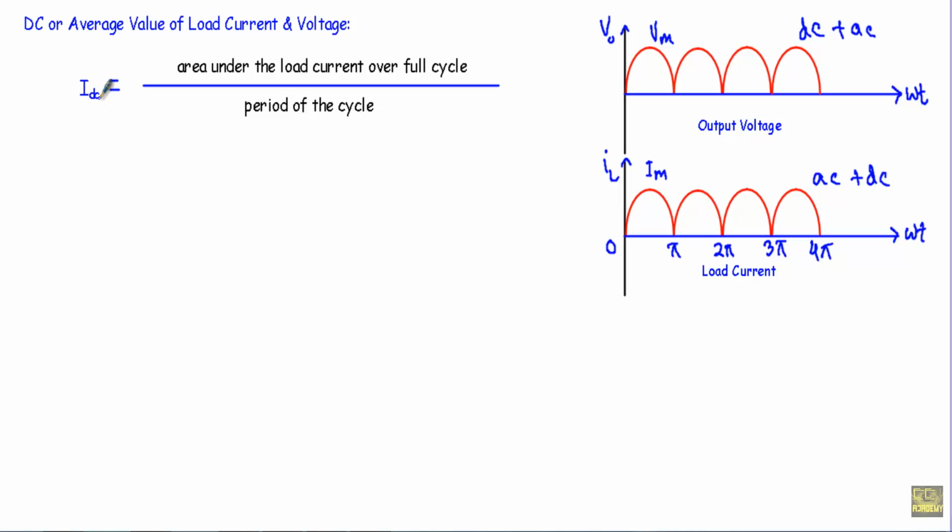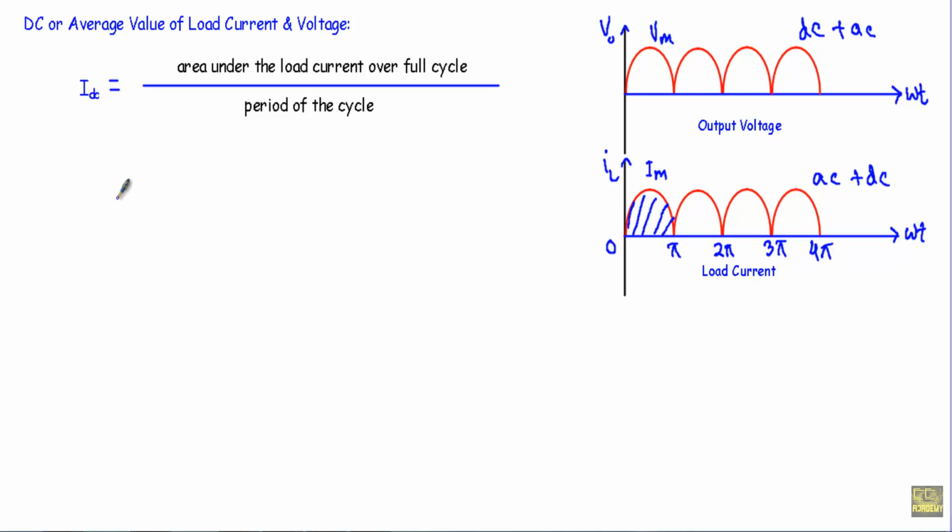Now see, I will calculate the DC or average value of this output current or load current and load voltage. To calculate the DC value of any waveform, we use this formula, area under the waveform over full cycle. Here I will calculate this DC value for the load current. So area under the load current over full cycle divided by the period of the cycle will give us the DC value of this output or load current. That means I have to take the area of this full cycle from 0 to pi interval for this load current.